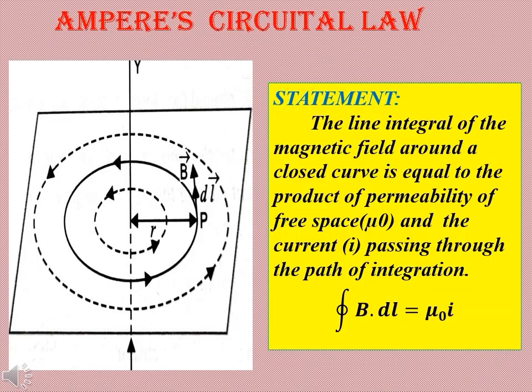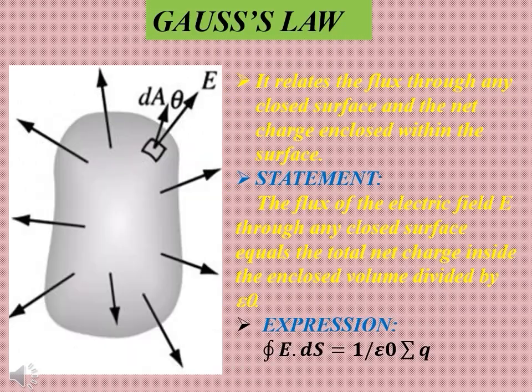Let us see Ampere's circuital law. Whenever there is a current flow in a coil, the production of magnetic field inside the circuit is governed by Ampere's circuital law. The statement gives that the line integral of the magnetic field around a closed curve is equal to the product of permeability of free space mu naught and the current I, or the current density, around that path of integration and passing through the circuit. So we have the closed integral B dot dl is equal to mu naught into I.